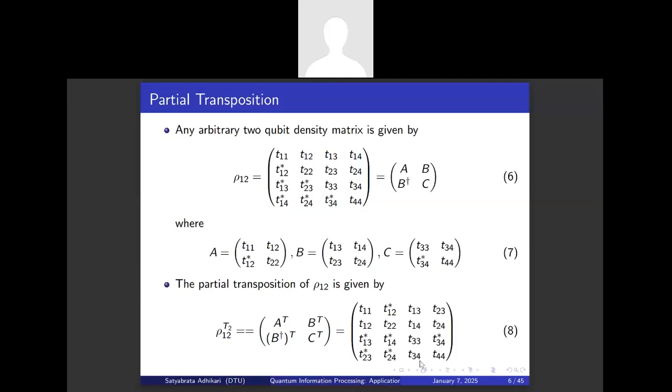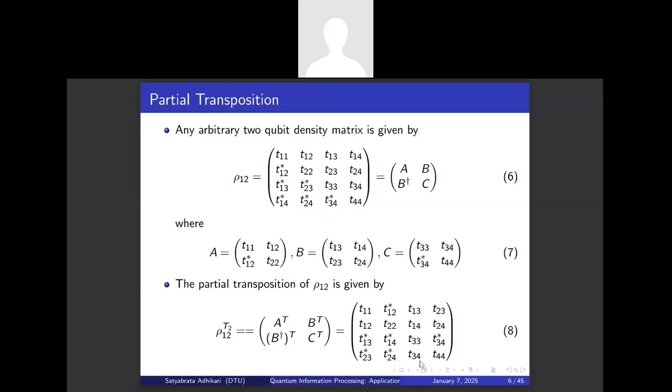You can take the transpose of each block matrix. Here A, B, B dagger, and C are the block matrices. So partial transposition means just taking the transpose of these block matrices. When you are taking A transpose, the matrix A is given by T11, T12, T12 star, T22. Just take the transpose of this A, and then you get A transpose, written on the right hand side of equation 8. So the resulting matrix on the right hand side of equation 8 is the partial transposed matrix. Now I can explain what we mean by the positive partial transposition criteria.